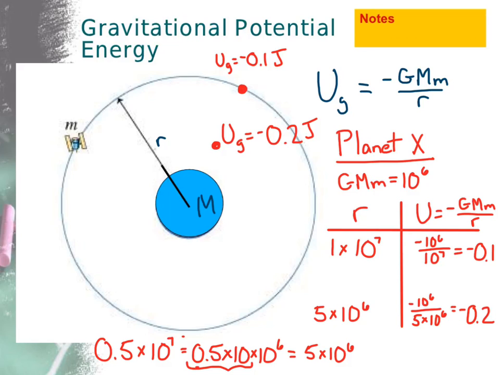So when I'm farther away, I'm at negative 0.1 joules, but when I get closer to the planet, this becomes negative 0.2 joules. Well, wait a minute, that doesn't quite seem right unless you recognize that what we're dealing with here is negative numbers. We're no longer dealing with positive numbers.